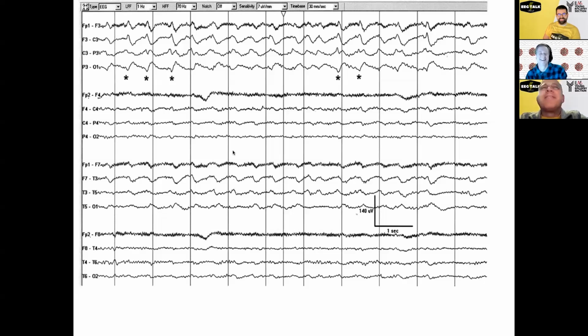Is that the COVID? That is true. Those are not little coronaviruses. Those are little sharper spikes.